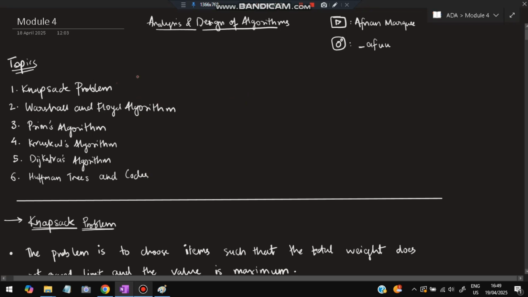The first thing you need to know in this module is the knapsack problem. It's an easy module. I'll be telling you what each of these topics is.